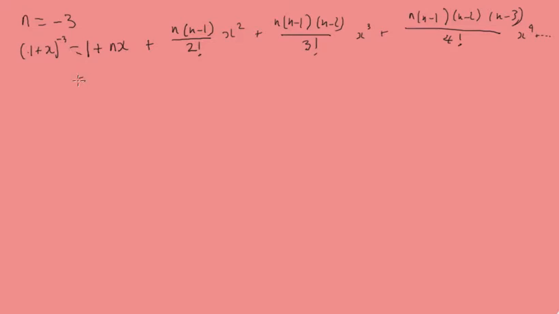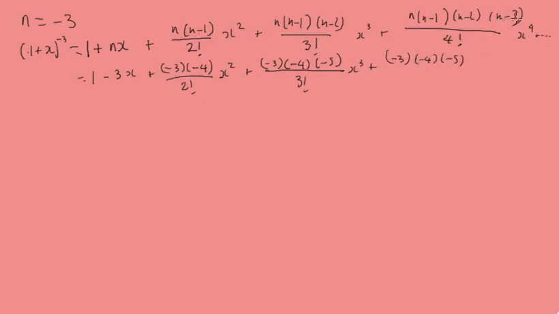So let's put our value of n in now. We will have just 1, then we'll have minus 3x, then we'll have minus 3, minus 3 minus 1 is minus 4, over 2 factorial x squared, plus minus 3 again, then minus 4, then minus 5, over 3 factorial x cubed, then we'll have again our minus 3, minus 4, minus 5, and this time minus 3 minus 3 is minus 6, and then 4 factorial x to the 4, and so on.